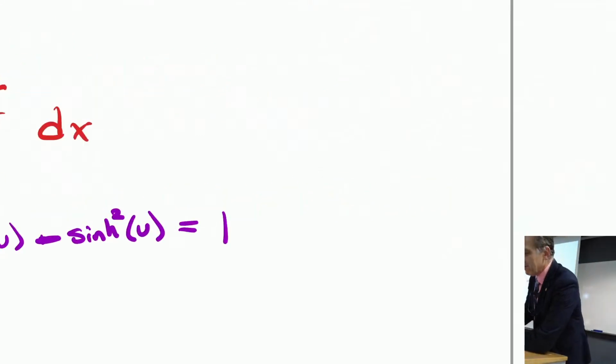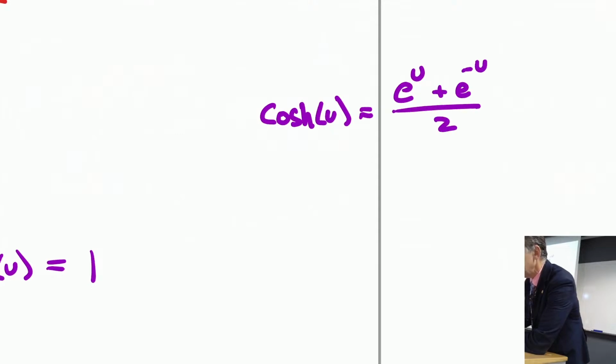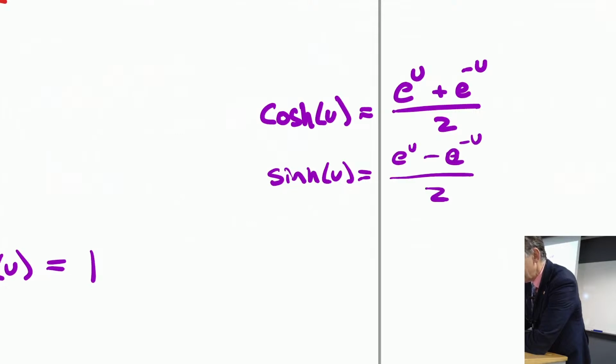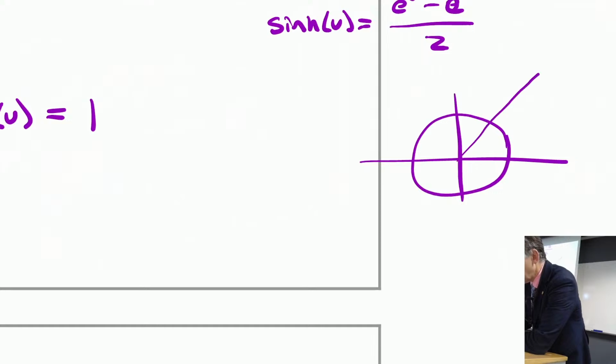By the way, let me just give you a quick overview. Hyperbolic cosine is e to the u plus e to the negative u over 2. It's the average of those two exponential functions. And the hyperbolic sine is e to the u minus e to the negative u over 2. And you know how in a unit circle, the coordinates of a point are the sine and the cosine of the angle.